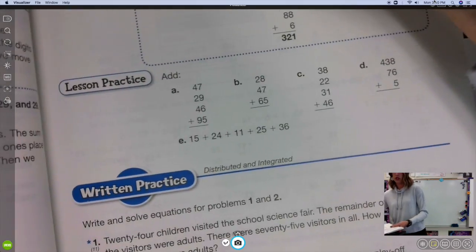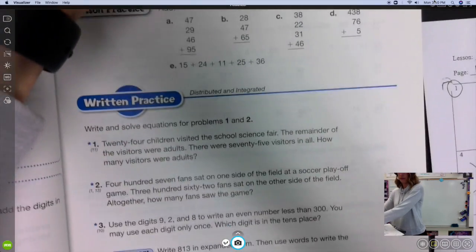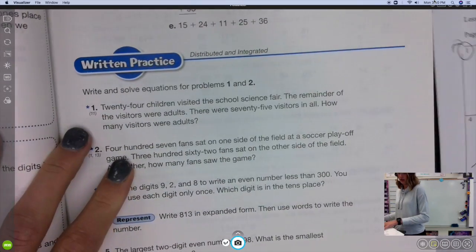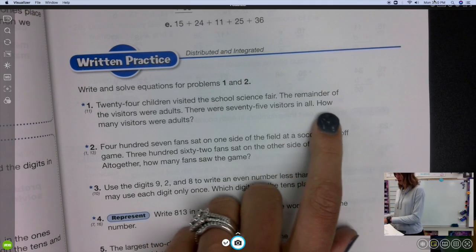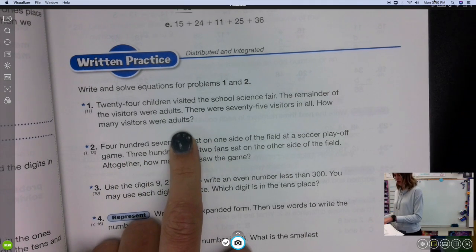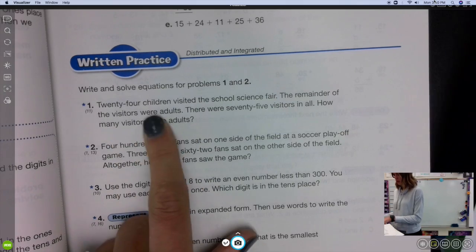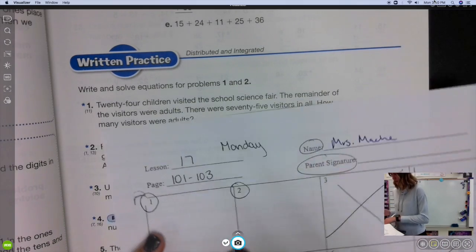says 24 children visited the school science fair. The remainder of the visitors were adults. There were 75 visitors in all. How many visitors were adults? All right, so there were 24 children.